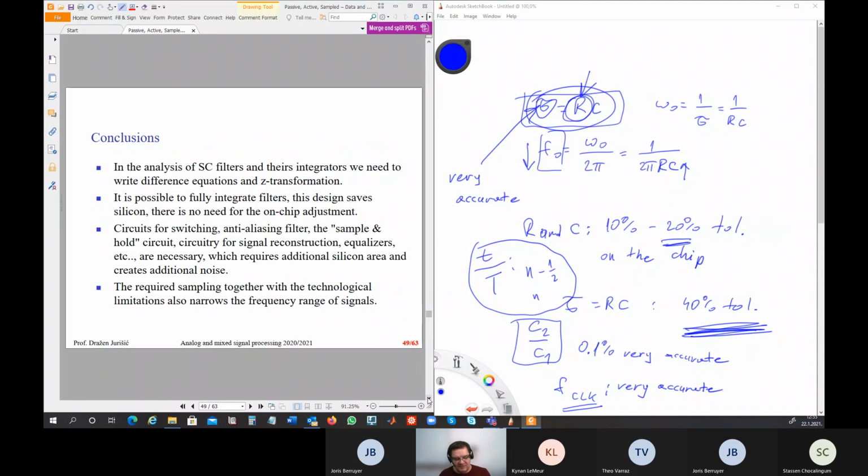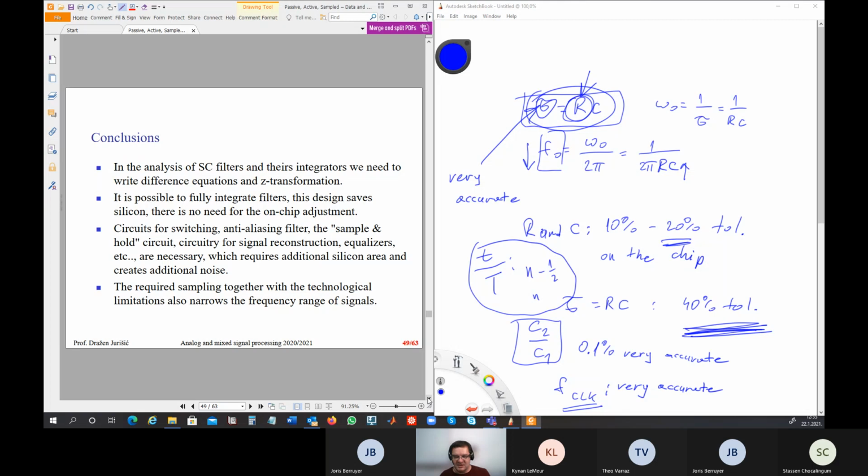We can conclude that in the analysis of switch capacitor filters and their integrators, we need to write difference equations and then use the Z transformation. It is possible to fully integrate the filters on the chip. This design saves silicon. There is no need for on-chip adjustment.